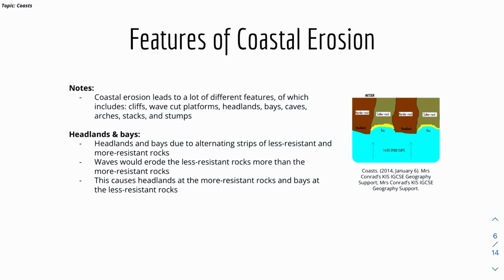Then we have more features. So as I mentioned just now, the coastal erosion can lead to different features, amongst which is also headlands and bay, as you can see here. It's due to the alternating strips of less resistant and more resistant rocks. The waves will erode the less resistant rocks more than the more resistant rocks, right? Because the less resistant rocks are more prone to being eroded. This causes headlands at the more resistant rocks and bays at the less resistant rocks.